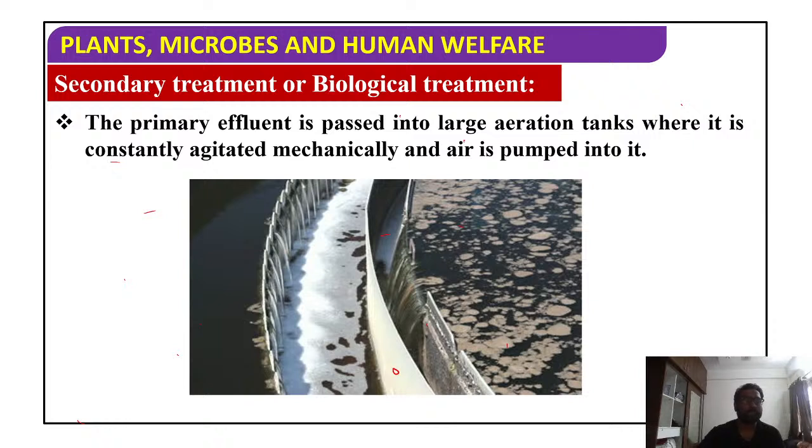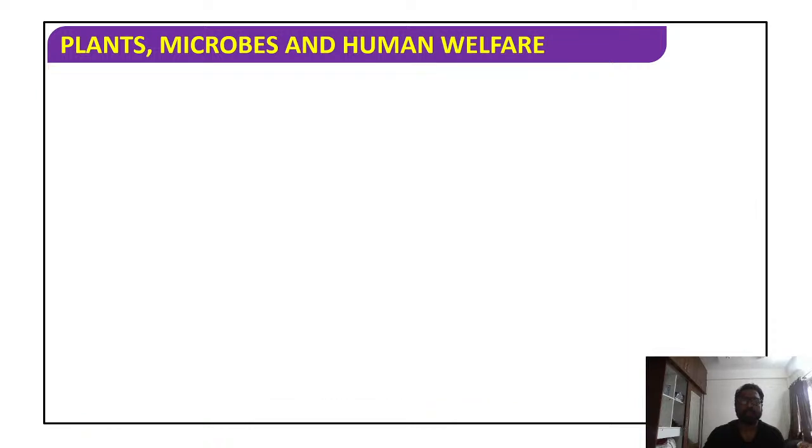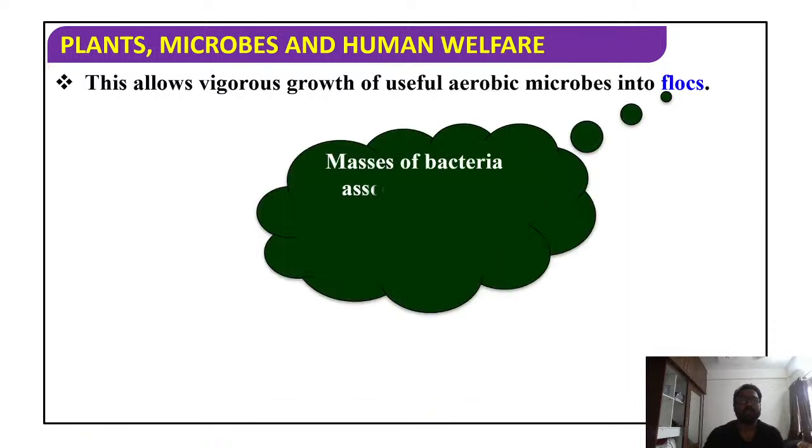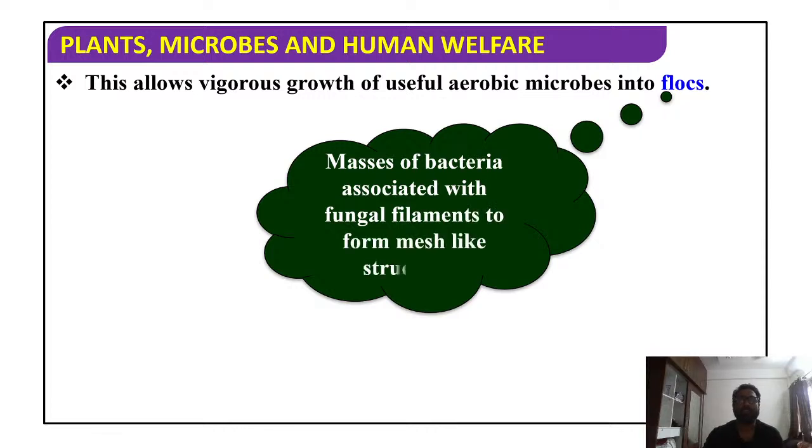Here you see, the primary effluent is passed into large aeration tanks where it is constantly agitated mechanically and air is pumped into it. This allows the vigorous growth of useful aerobic microbes into flocks. So what are flocks? I told you just now. These are masses of bacteria associated with fungal filaments.